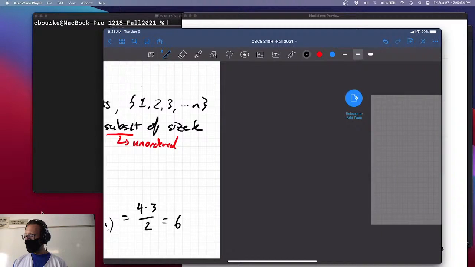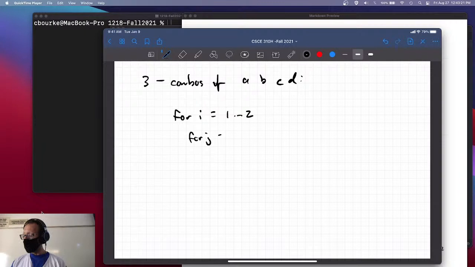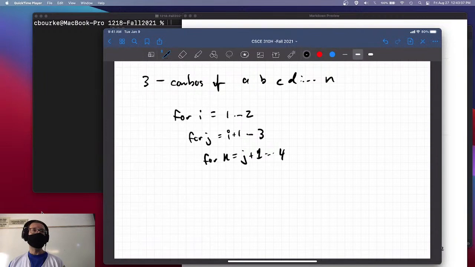What if I want three combinations of A, B, C, and D? Well, I did it with two for loops, right? For I running from zero up to, or one up to, in this case, it would only be two, for J running from I plus one up to three, for K running from J plus one up to four, right? For this particular example. If, of course, I went up to N in general, then this would be N minus two, N minus one, and then N, right? That's a nice pattern to follow.